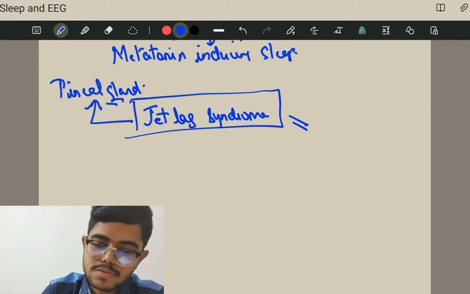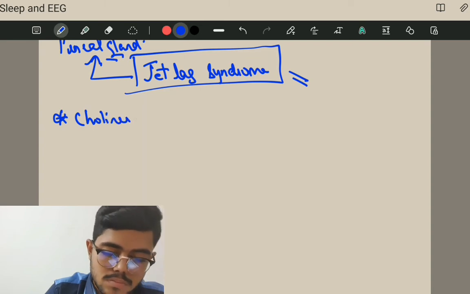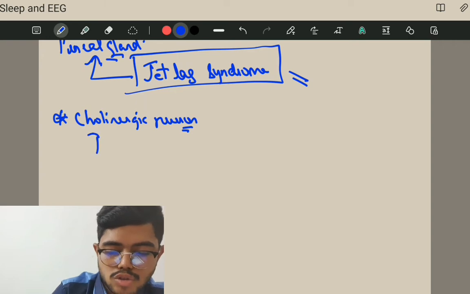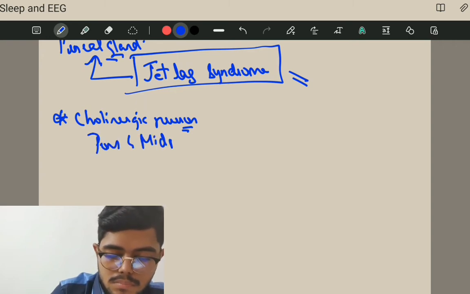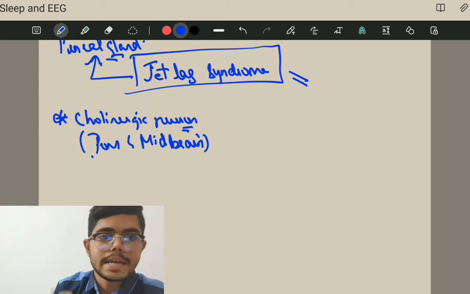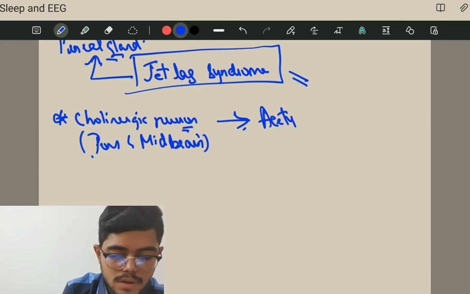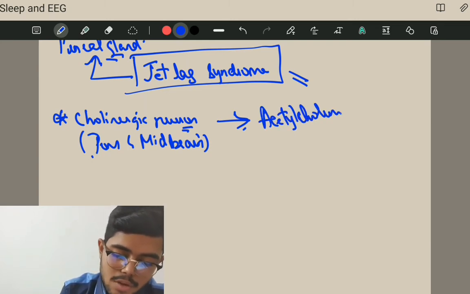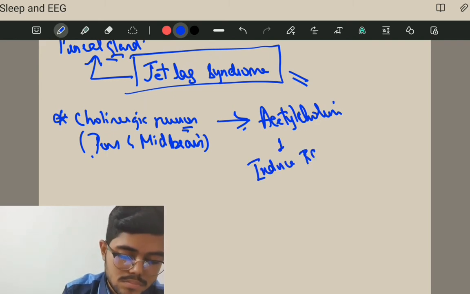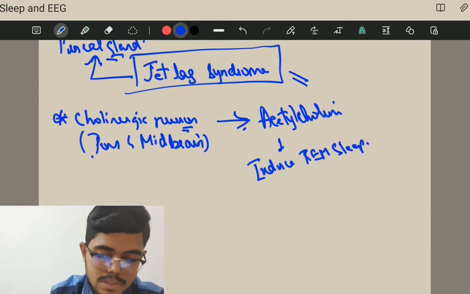Fine. Next we have cholinergic neurons in the region of the pons, also in the midbrain. This cholinergic neuron mainly releases acetylcholine, a very important one, and this acetylcholine is going to induce REM sleep. Very simple. So acetylcholine is going to induce our REM sleep.